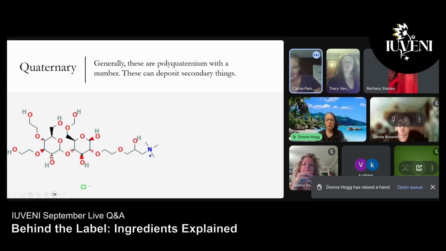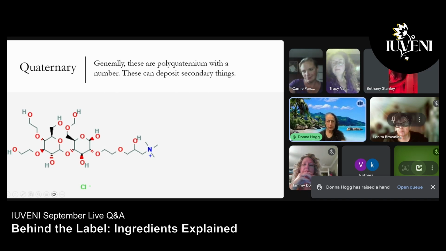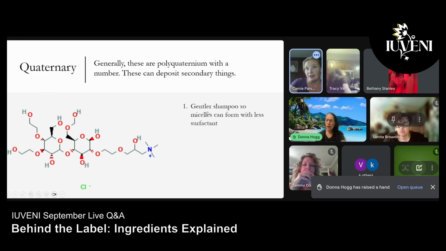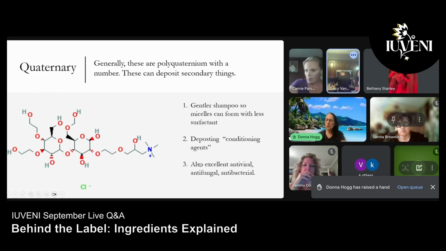Donna. In the beauty school setting, we learn about quats for sanitation. Isn't formaldehyde used for that? No, formaldehyde is really small and really reactive. Quats are usually huge.